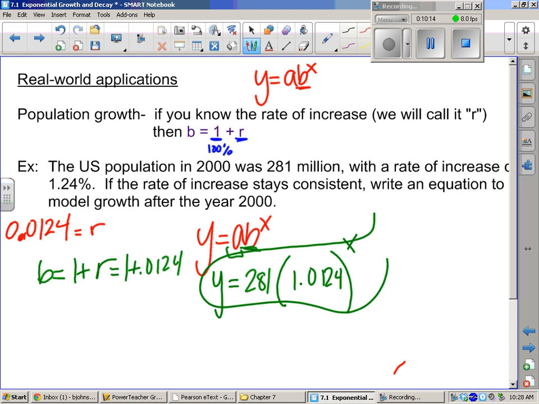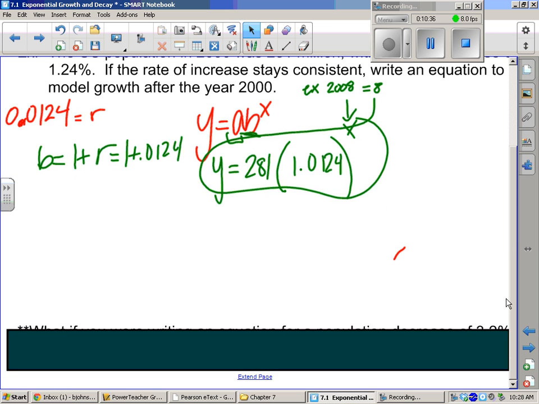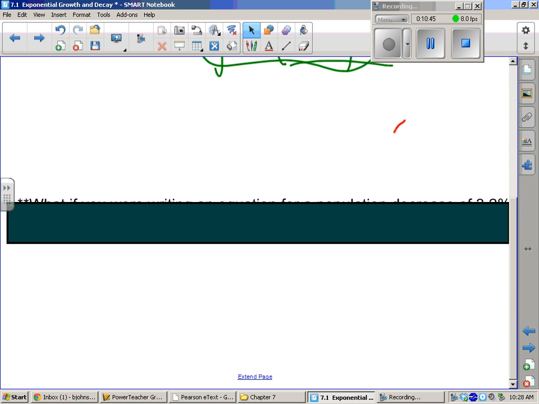That's to the x power. This would represent our equation, and the x would represent how many years have passed since the year 2000. So if I wanted to figure out my population in 2008, I would put an 8, because that's how many years past 2000. And make sure you do your exponents before you do your multiplication. Order of operations is still in effect.